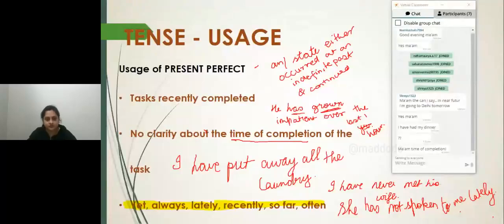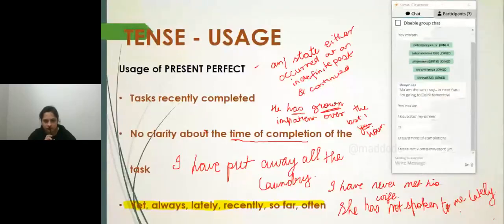Quickly tell me. Any example? Yes, I have not visited this place yet. Correct, correct. Good enough. Okay. So, guys, meaning is clear or no? Meaning is clear?